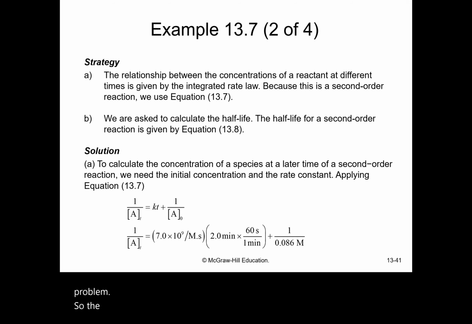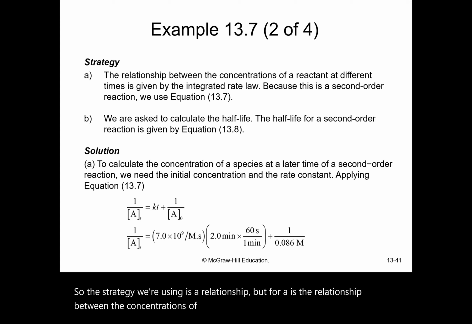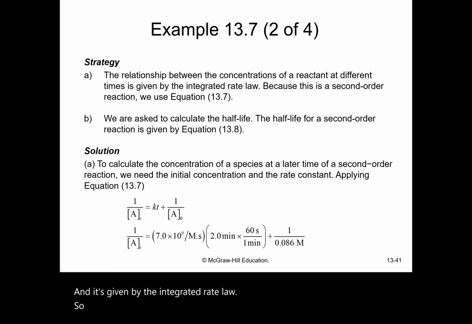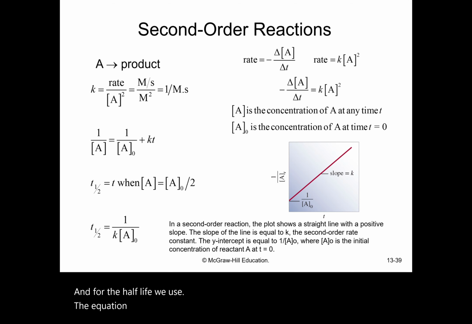So the strategy we're using for A is the relationship between the concentrations of reactant at different times, and it's given by the integrated rate law. Because this is a second order reaction, we use that equation I went over. For B, we are asked to calculate the half-life, and for the half-life we use the equation. So these are the equations you would be using.